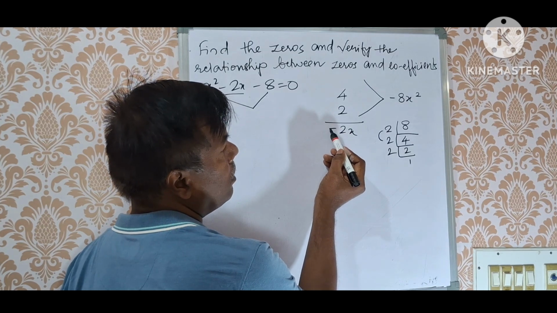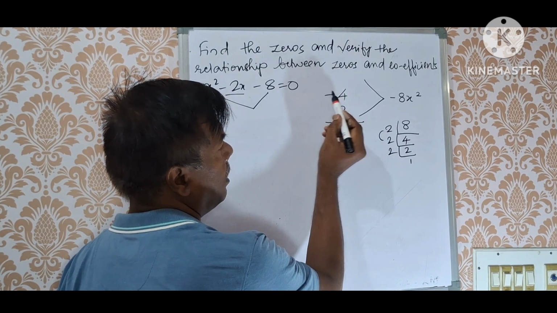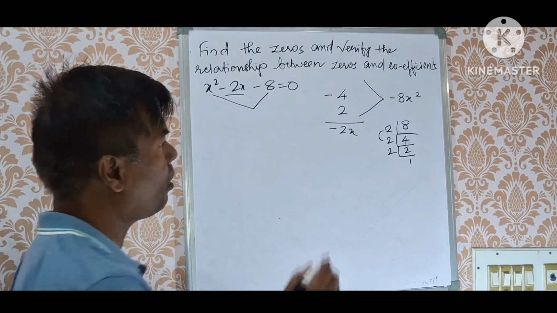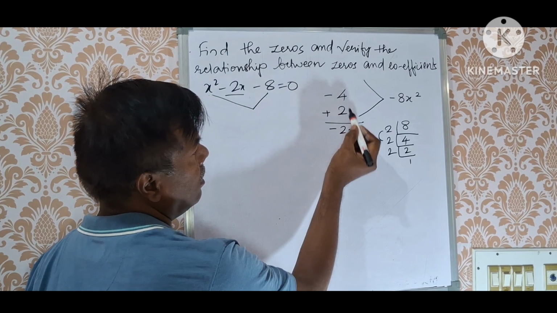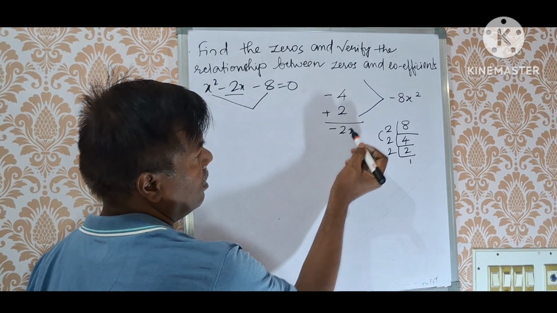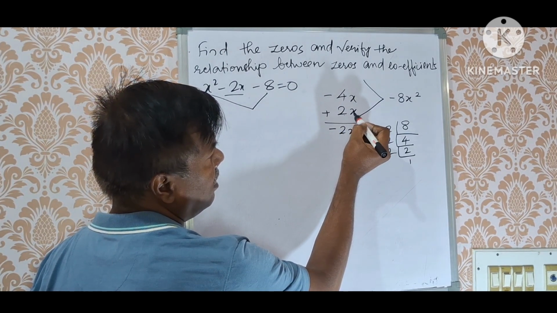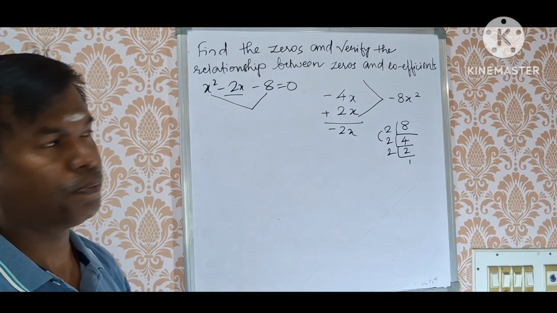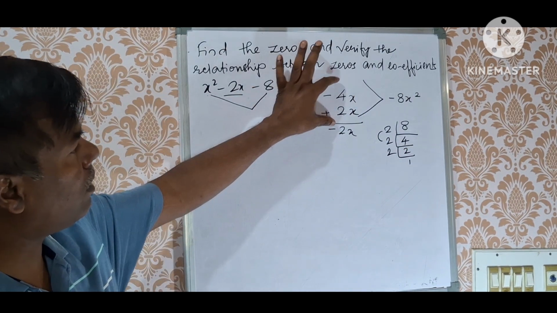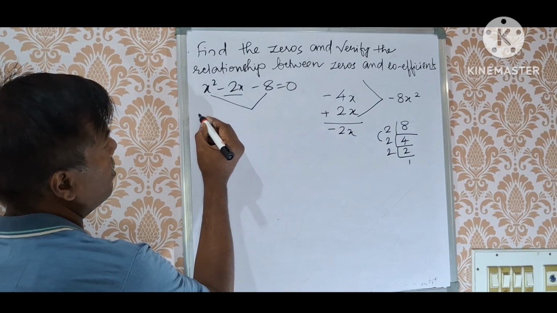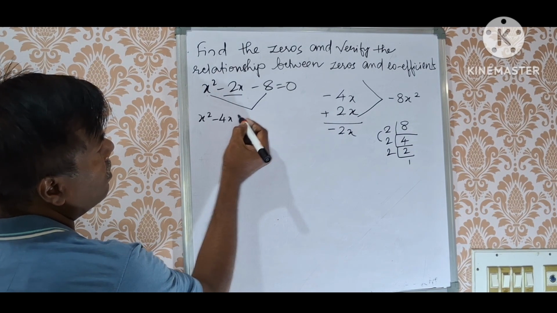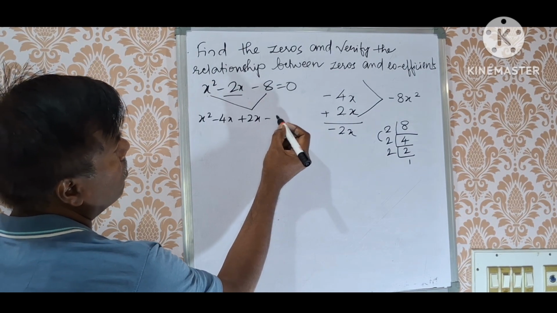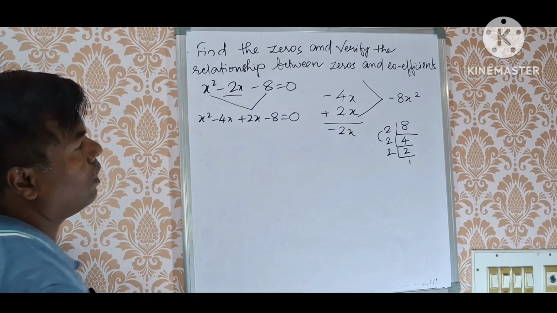Here, the bigger number must have the minus sign, minus 4, and the smaller number, if I write plus 2, then minus 4 plus 2 is minus 2. Minus 4x into 2x is minus 8x square. Instead of the middle term, I am writing these two numbers. x square minus 4x plus 2x minus 8 equals 0.